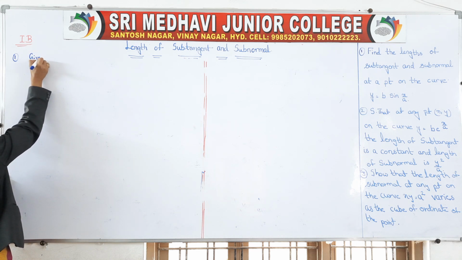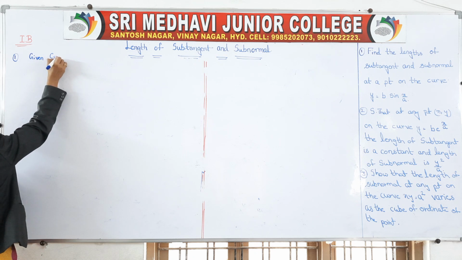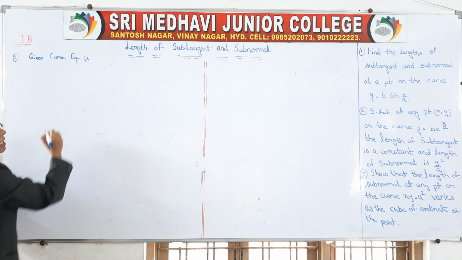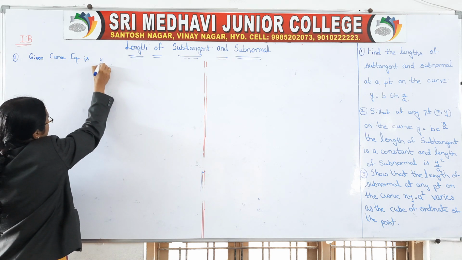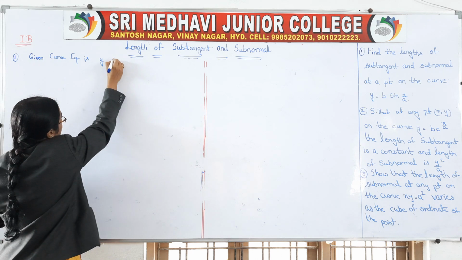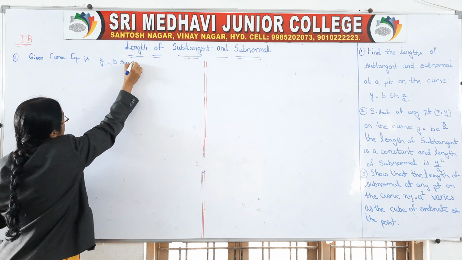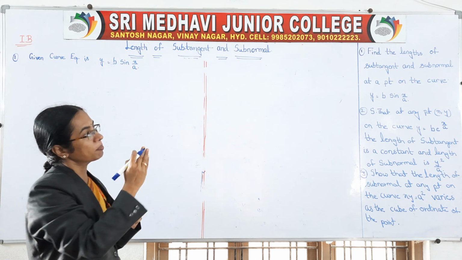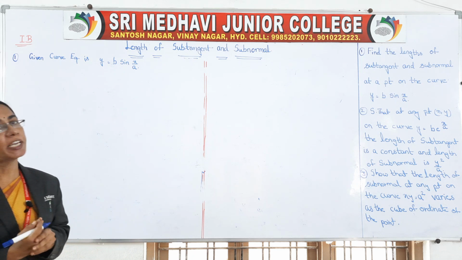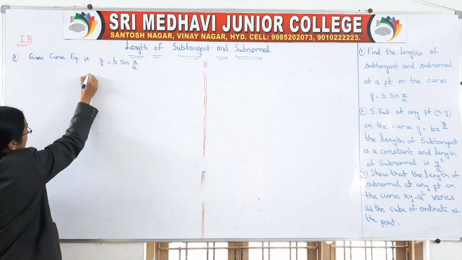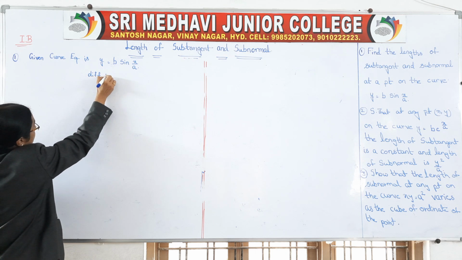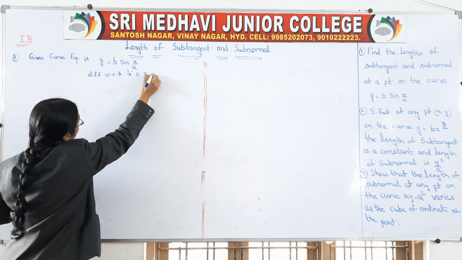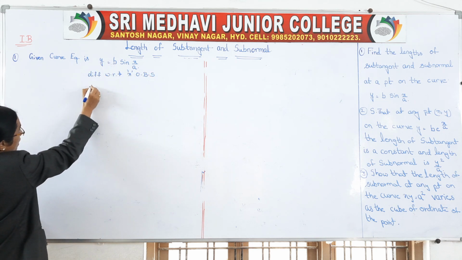Okay, so first, what is the given curve equation? It is y is equal to b sin of x by a. So we have to find the length of subtangent and subnormal. For that we need y dash value. So differentiating with respect to x on both sides, what happens?